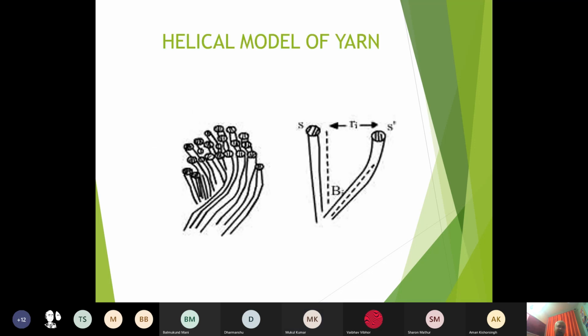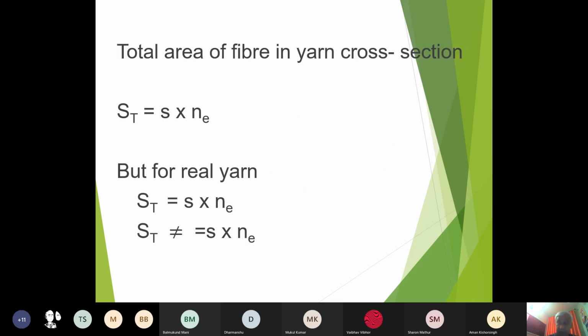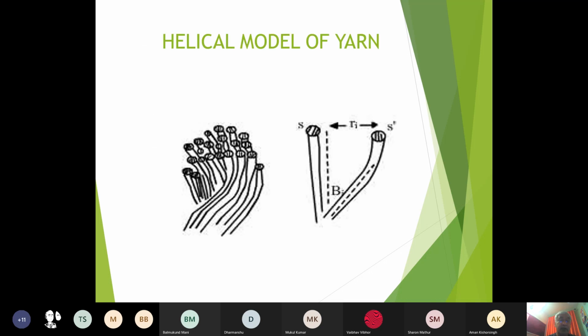Now, what happened? Remember, in the first case, what was my assumption? My assumption was my fibers are straight and parallel. But in a real yarn, there is a twist. So fibers are not perfectly straight and parallel. They are aligned. So take the situation here. This is how the cross-section of your yarn will look, so that they are following this helical configuration.